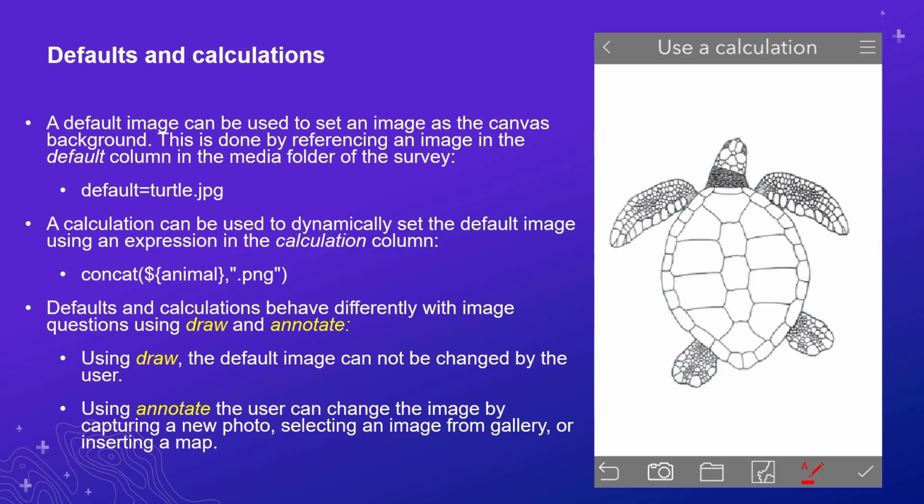media folder. Defaults and calculations can behave differently with image questions, using draw and annotate appearances. Using draw, the default image cannot be changed by the user. They must annotate or draw on top of this image. Using annotate, the user can change the image by capturing a new photo, selecting an image from the gallery, or inserting a screenshot of a map.